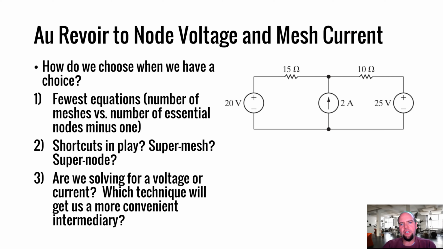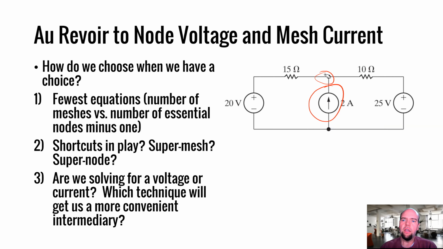So let's look at this example circuit here. It's a fairly simple circuit. What if our question is, find the power dissipated by this 2 amp current supply? So which technique might we want to use here? Well, let's go through this analysis. If we wanted to do node voltage here, how many equations would we have to solve? Well, we have 2 essential nodes in this circuit. So by node voltage, that's 2 minus 1. That's going to be 1 equation.